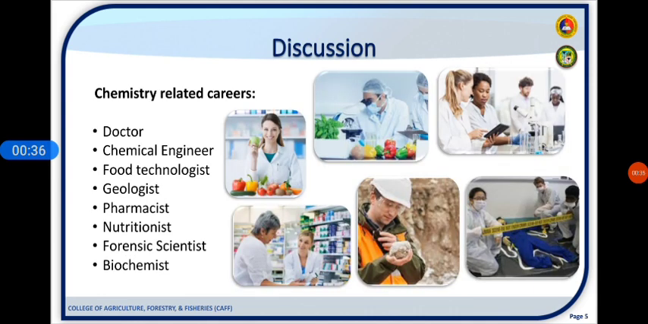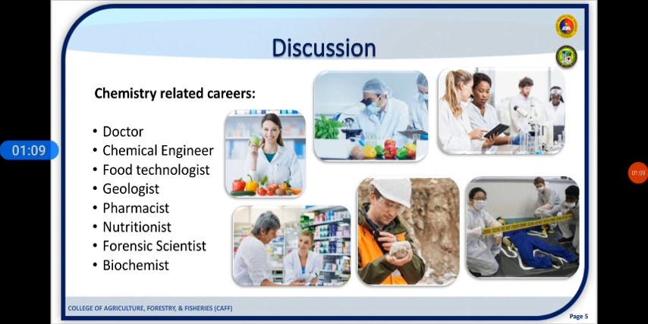Next slide is showing you the chemistry-related careers such as doctor, chemical engineer, food technologist, geologist, pharmacist, nutritionist, forensic scientist, and biochemist. Now let us discuss what do these people do. Okay, so a doctor is a person with a medical degree whose job is to treat people who are ill or hurt. The next one, we have chemical engineers.